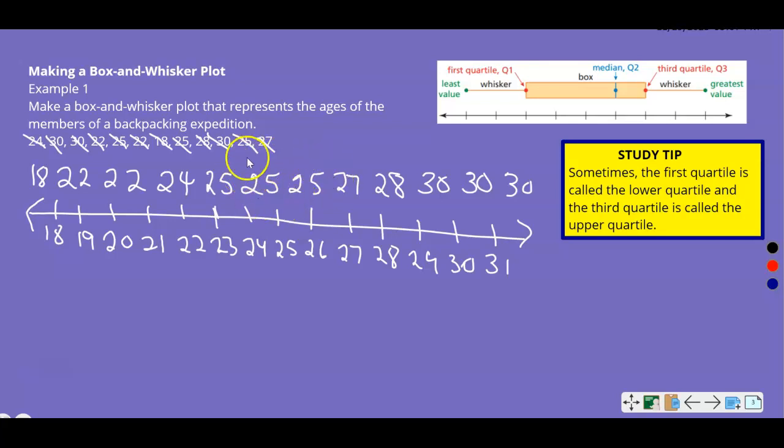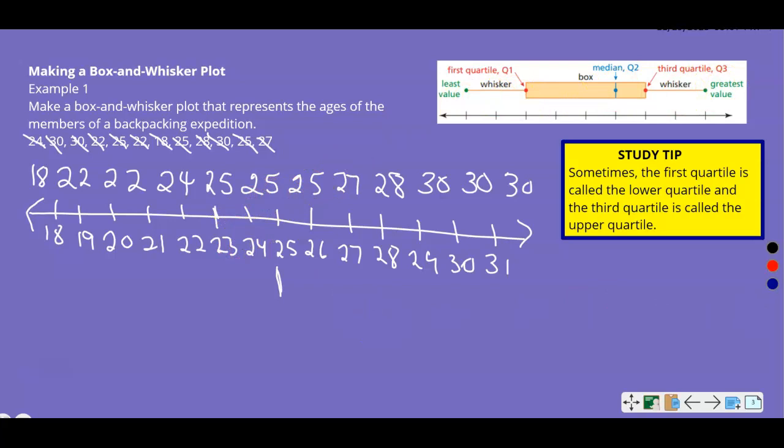And it's going to be 25. So 25 is going to be our Q2. So we can say this is going to be the middle of our box. So you can see up here the median. Here's the picture that we're getting ready to draw.